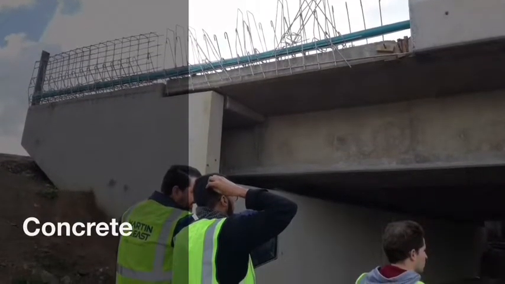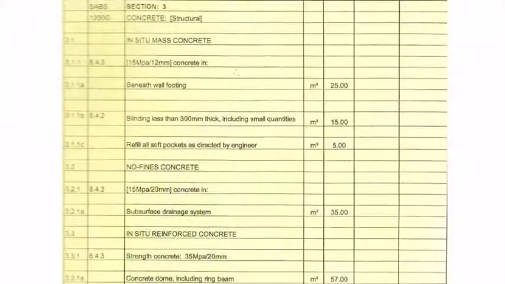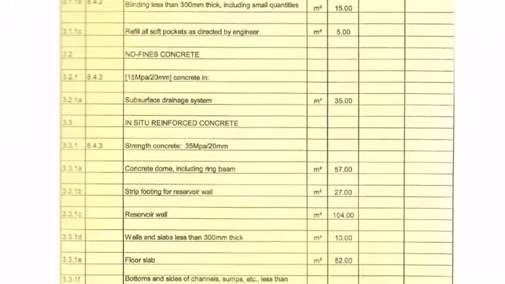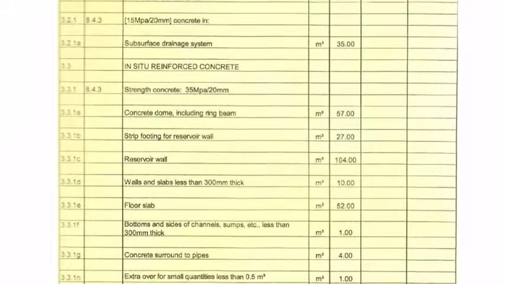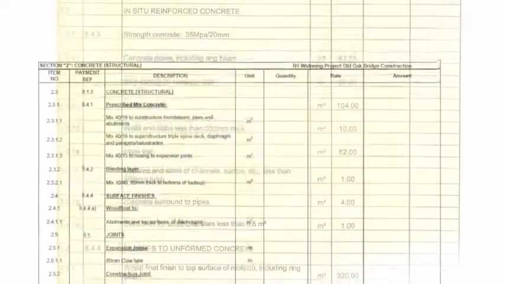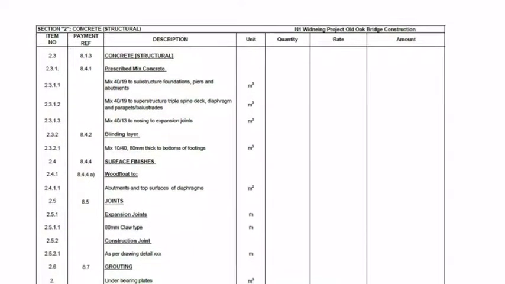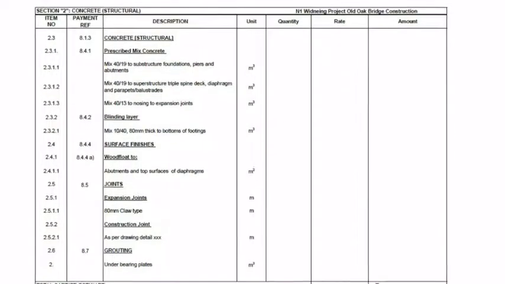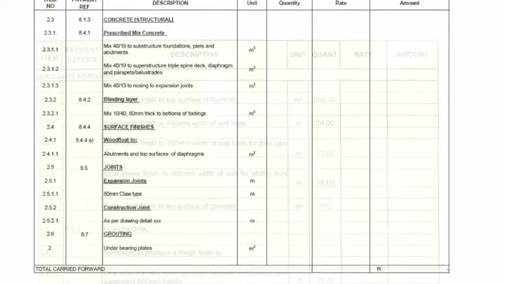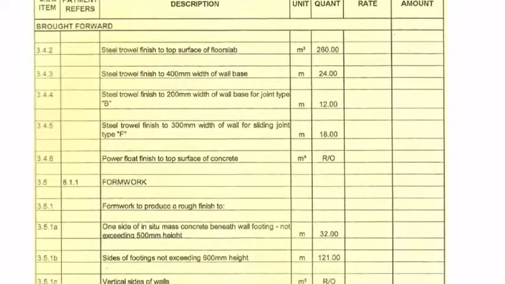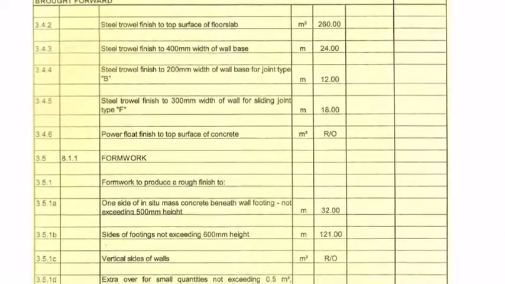For the concrete section of this BOQ, the items were separated by the strength of the concrete and its position in the structure as required by the SANS 1200G document. Blinding was measured in meter cube instead of meter square, even though the thickness is stated in the description. Also, finishes such as wood floated, steel troweled, and power float were measured in meter cube instead of meter square.